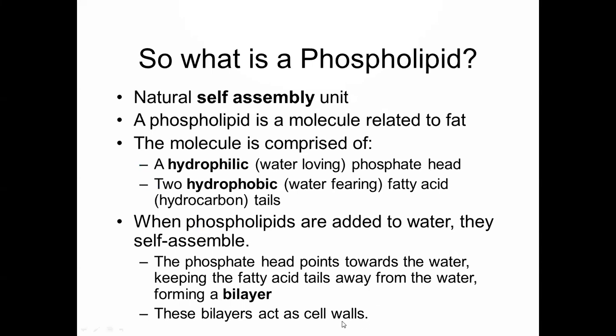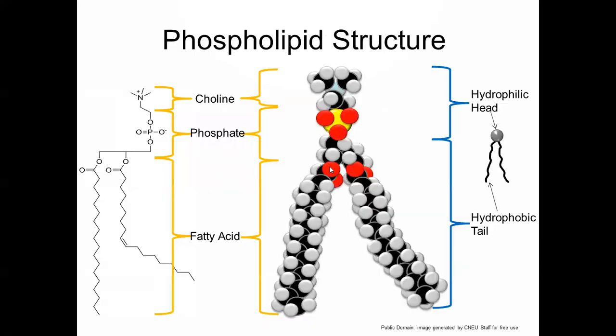Actually, cell walls are more for plants. I should have said in the presentation that membrane is probably more appropriate, so I apologize for that. So this is a phospholipid structure. We can see a phosphate head and then the fatty acid tails. And often these are coupled together within the membrane.